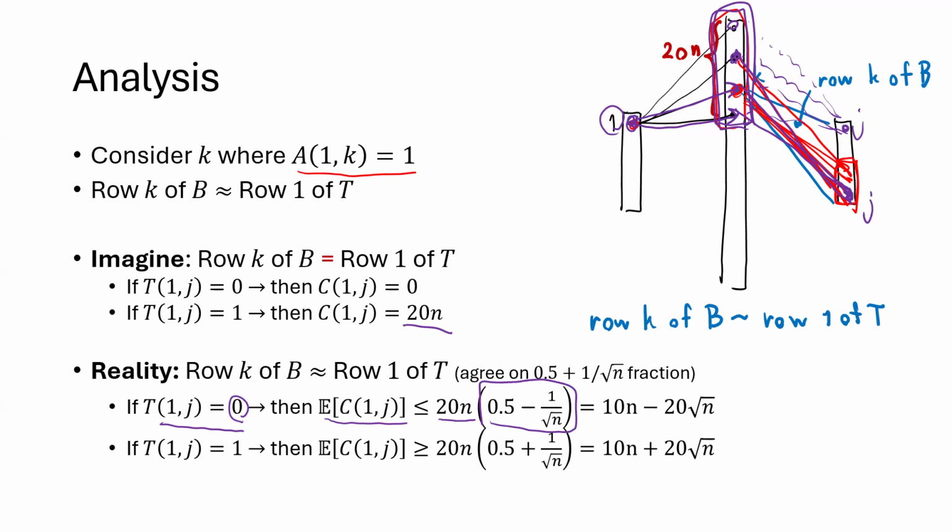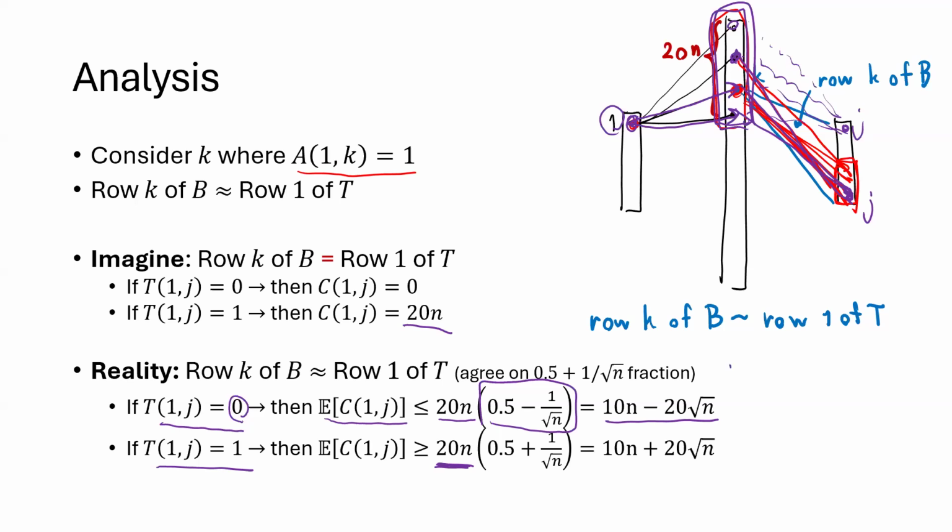Right. Exactly. And if this is 1, now on my 20N neighbors, we can go to J with this probability. So in expectation, this is like 10N plus some root N. So now we get the gap of root N in expectation. And the last step is just to say that this should still be small with 99% probability.